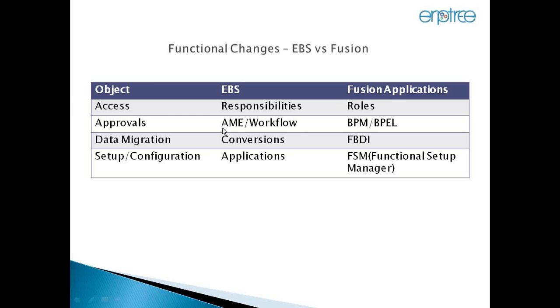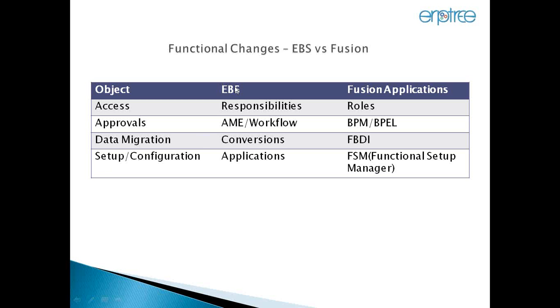Approvals: in case of EBS, we use the AME application for approvals, but in Fusion we use BPM, Business Process Management, which works with the support of the BPEL language. And data migration: in case of EBS, the conversion should be done by technical people, but in Fusion applications we have a technology and templates called FBDI, File Based Data Import. By using this technique, templates will be able to load the data without any technical support.